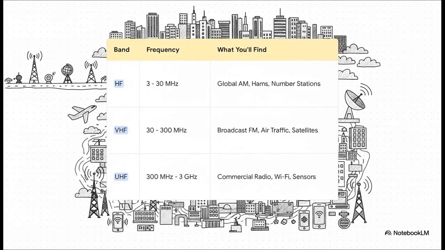Down in the low-frequency part, that's HF, or high frequency. That's where you find all the long-distance travelers, global AM broadcasts, amateur radio hams talking across oceans, even those creepy, mysterious number stations. Then you move up to VHF, that's the local part of town. You've got your broadcast FM radio, air traffic control, and weather satellites flying by. And then way up in UHF, that's the super busy downtown commercial district with all the cell phones, Wi-Fi, and all kinds of wireless gadgets.